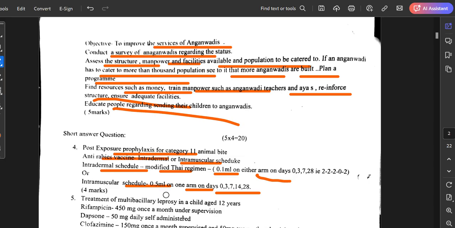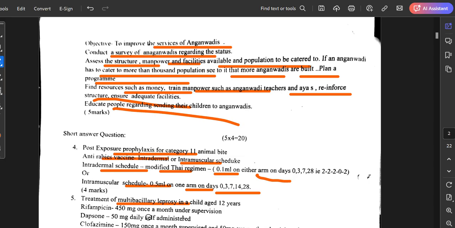Intramuscular means 0.5 ml on 1 arm. Anti-rabies vaccine intramuscular means 0.5 ml on 1 arm on days 0, 3, 7, 14, 28. Then the treatment of multibacillary leprosy in a child aged 12 years.